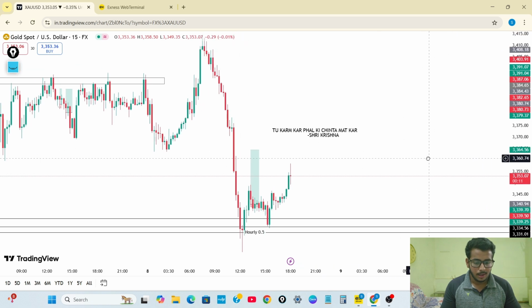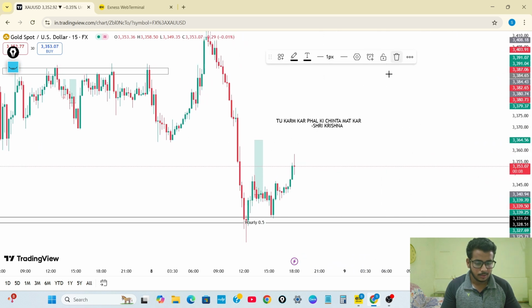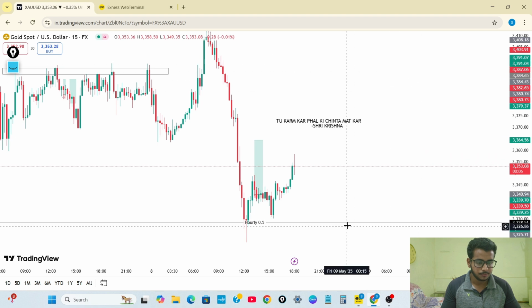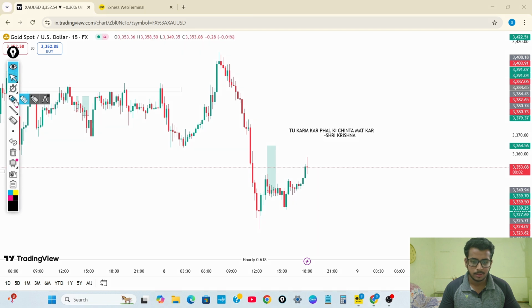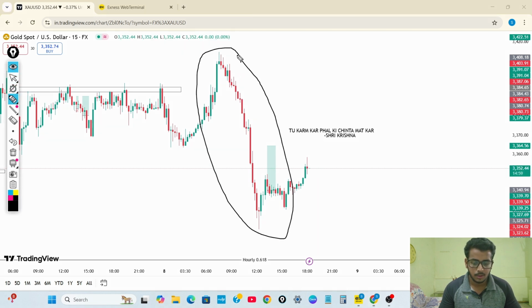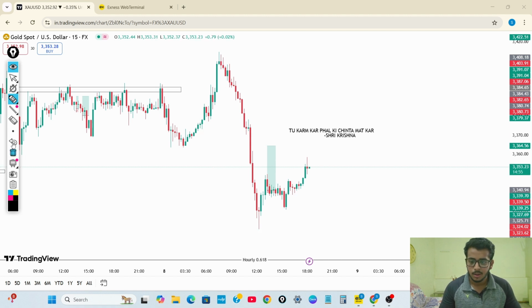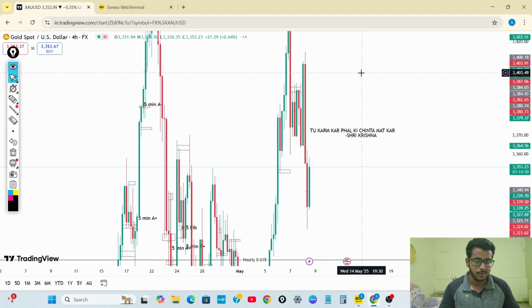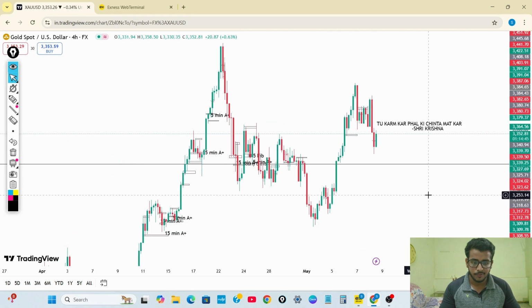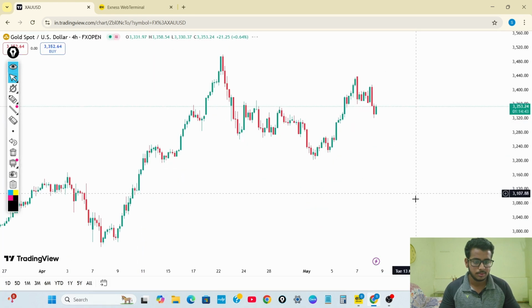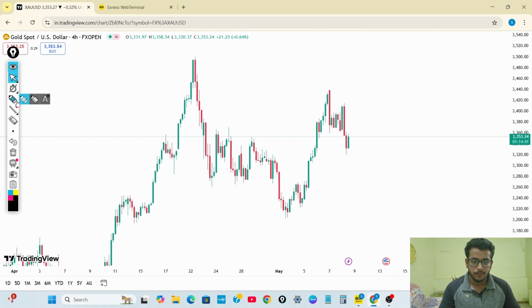First of all, let me remove all these markings so that I can explain. Here, what you see is that from morning the markets were trending downwards. As I open the chart, the first thing I do is go to the 4-hour time frame and check the trend of the markets. So here, what I saw is that the market was trending downwards.